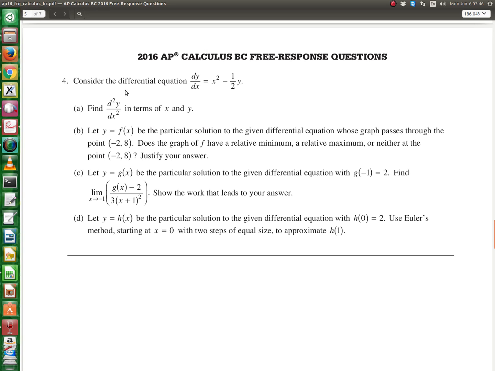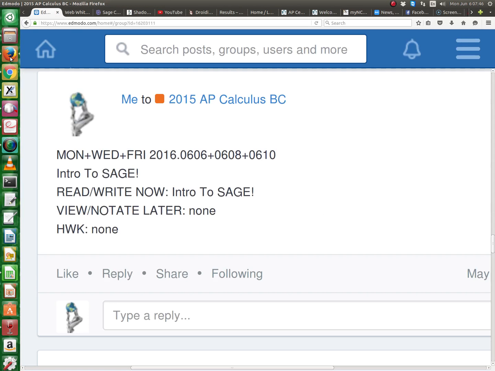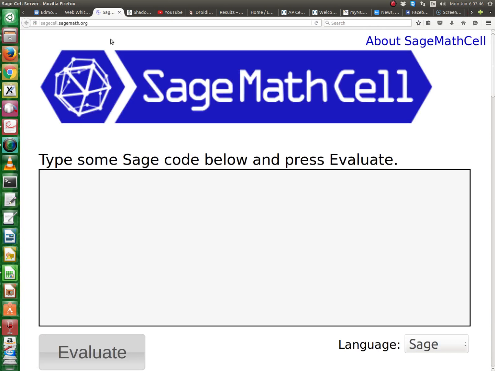I'm not going to do this in Sage because it's in two variables, and that's going to get too complicated. But we're just going to write down a little note to self.